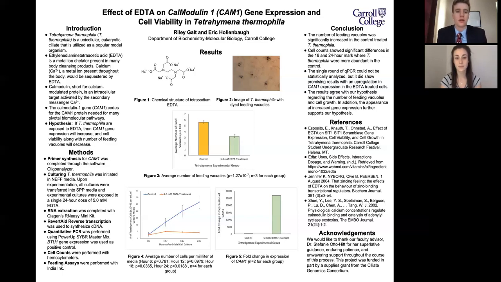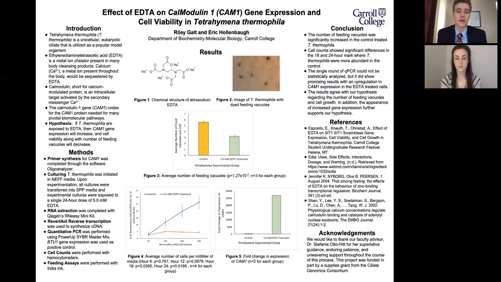Moving on to our results. If you look at figure 1, we just put in a chemical structure of what we used, which was tetrasodium EDTA, which we just dissolved in water and made it 5.0 millimolar. Figure 2 is an image of the Tetrahymena after they had been feeding on the India ink dyes during the feeding assays, and you can see the little vacuoles there in the 5 cells.